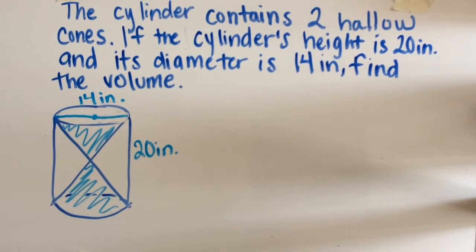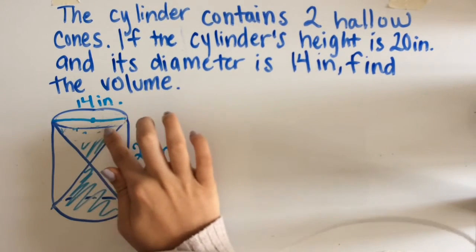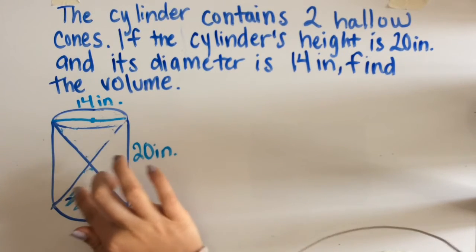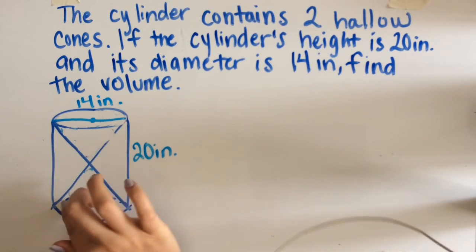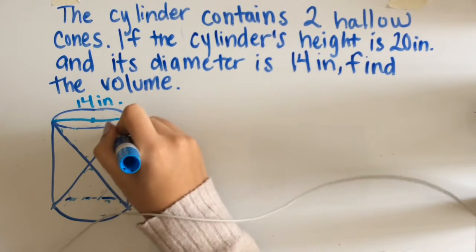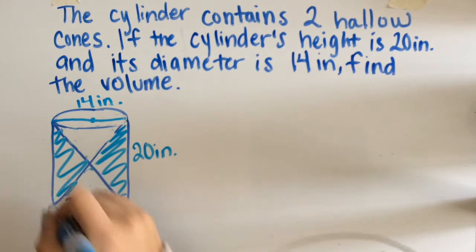So something important to know and to think about is if these cones are empty, that means they're not taking any space. So I want to find how much space this does take up. So I'm not going to include these two cones. Okay, so I'm basically finding the volume of the cylinder without these two cones inside of it. So I'm just going to shade in the area that I do want to find.